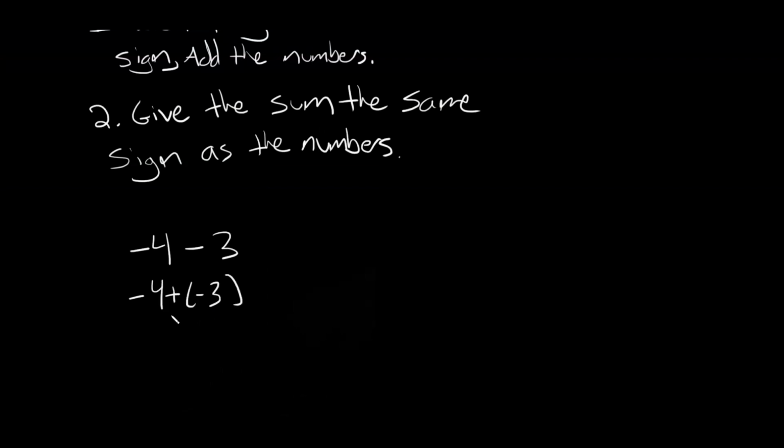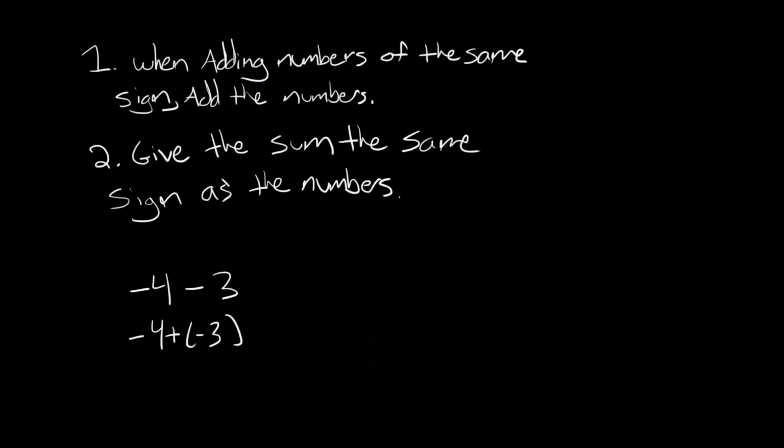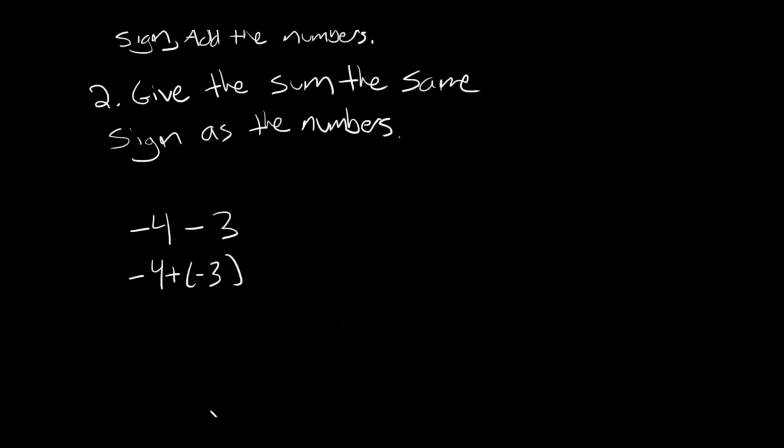And this is just going to be, well, we're going to add the numbers since they both have the same sign here. They both have negative and negative. So we're just going to add the numbers. We're going to add the distance away from 0. So this will give us 7. And then we add the same sign as the numbers, and both of these numbers have negative signs.